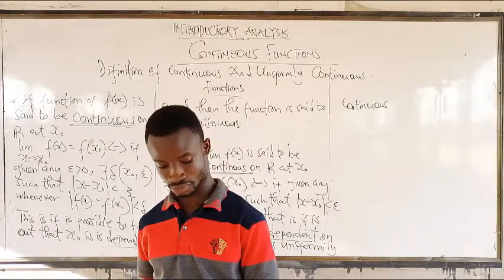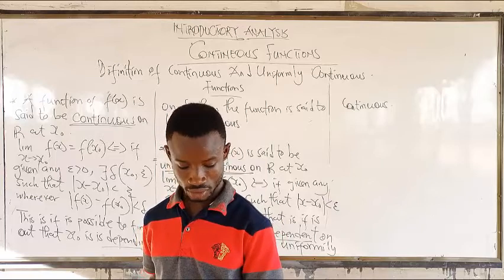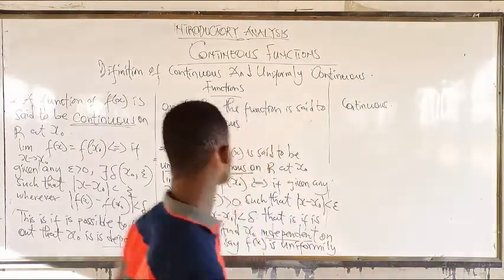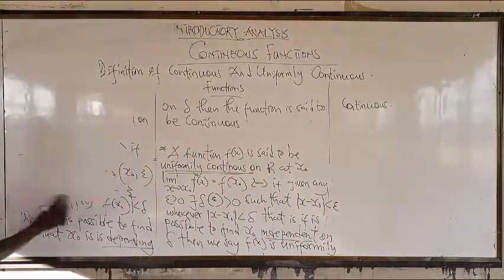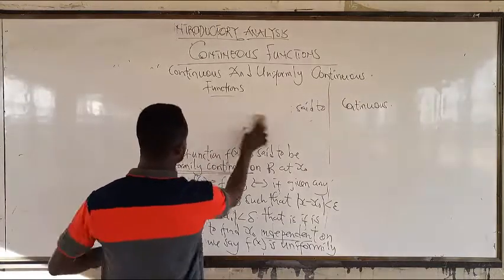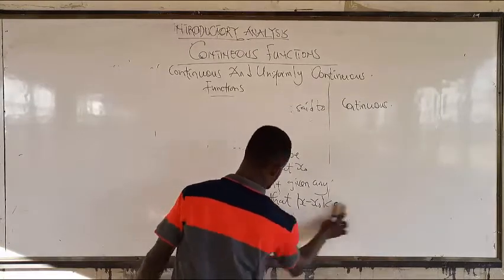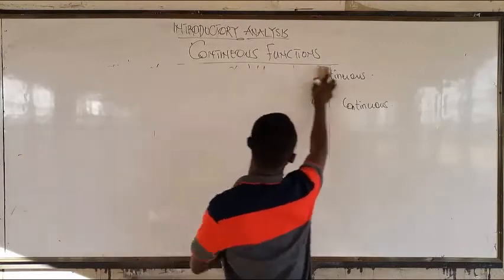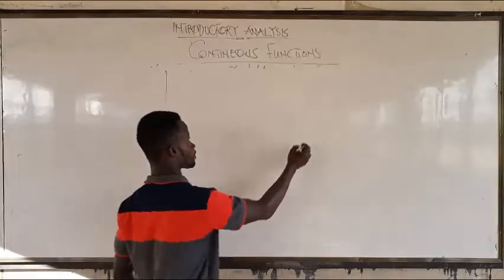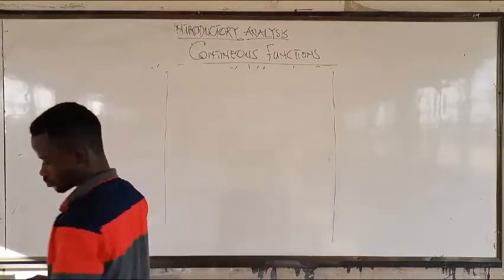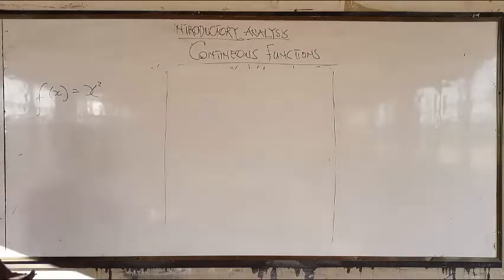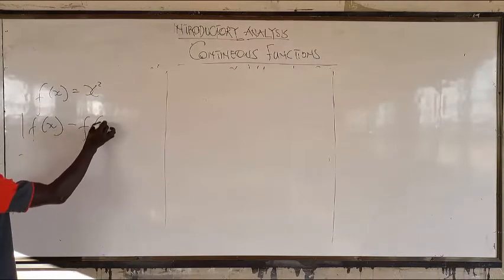So we look at our first question. We are going to use it to prove that f of x is equal to x squared. Very good. Now, don't forget that we start with this, f of x minus f of s naught.